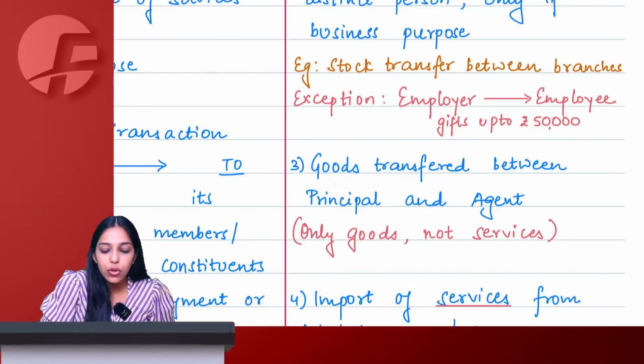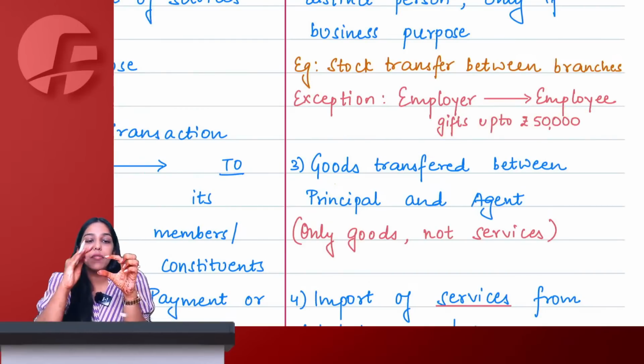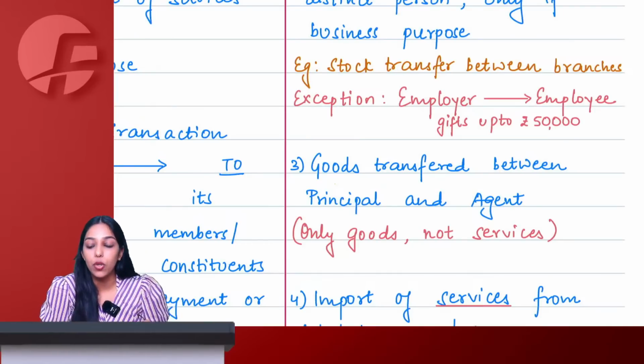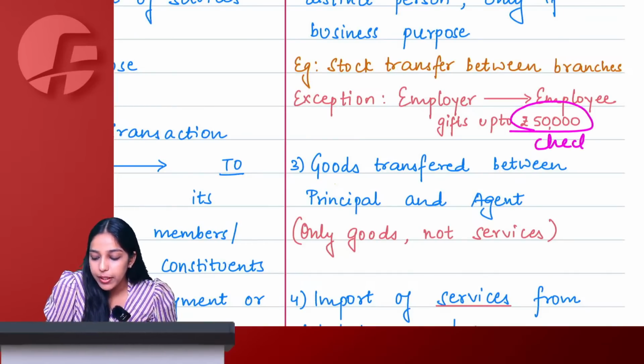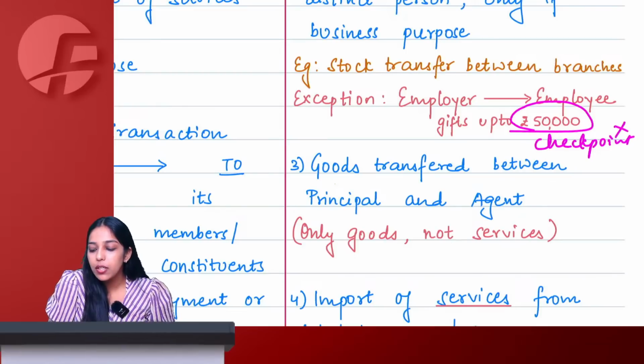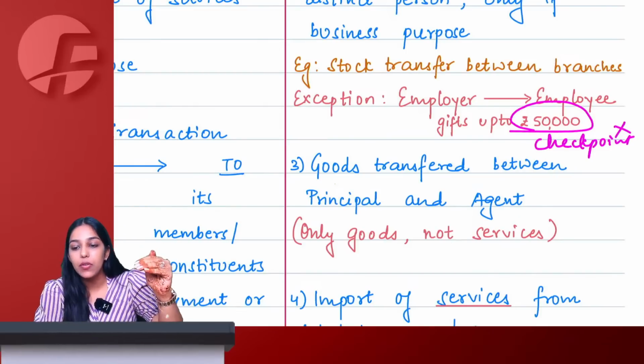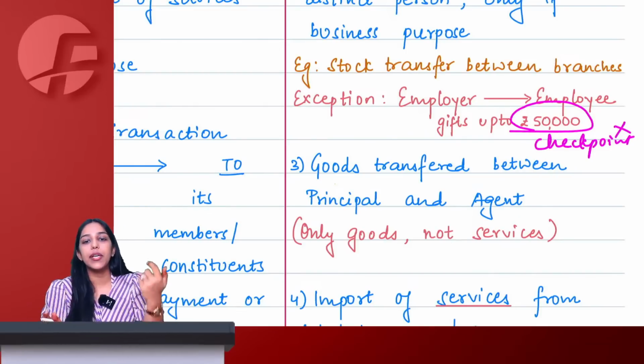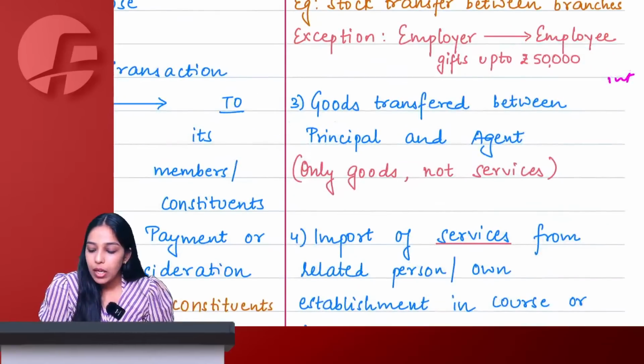You do not think of it as only the 25,000 which is above 50,000 being supply. No, 50,000 is just a checkpoint. If it is up to 50,000, no supply. If it is above 50,000, then the entire amount is going to be supply only.